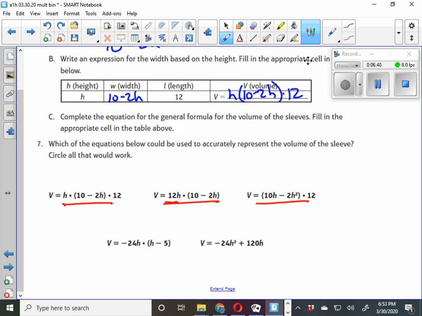If I factored out a negative 2, that will leave an h minus 5, or make this a negative 24. So that one will work also, just by factoring out a negative 2. And then lastly, if I distributed this 12 to both terms, I'm going to get 120h and negative 24h squared, which gives me this. So therefore, I am going to have to say, all 5.